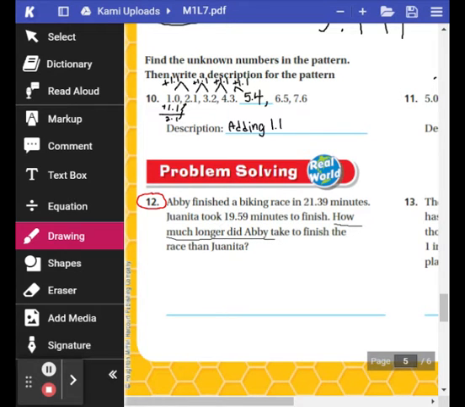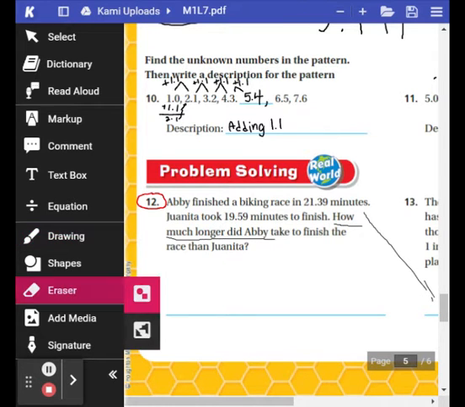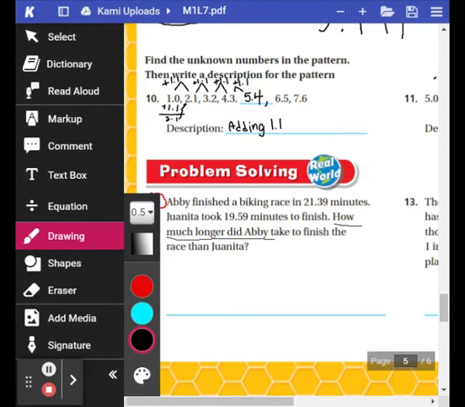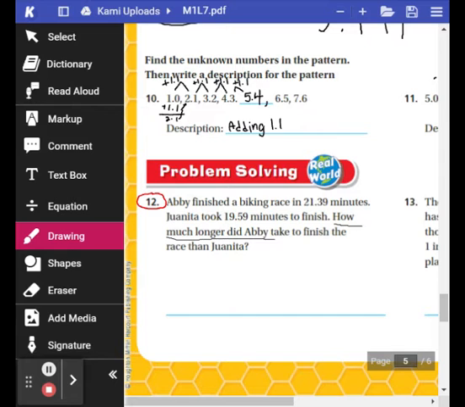The how much longer simply means that we are going to take the difference. So I need to subtract. My problem will then be 21 and 39 hundredths minus 19 and 59 hundredths. So let's go over here to my whiteboard. I'm going to take my 21 and 39 hundredths minus 19 and 59 hundredths. I need to take the difference.